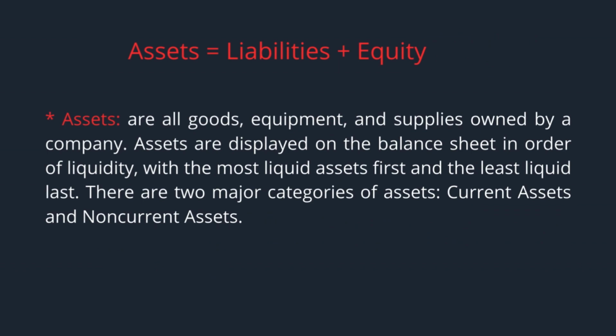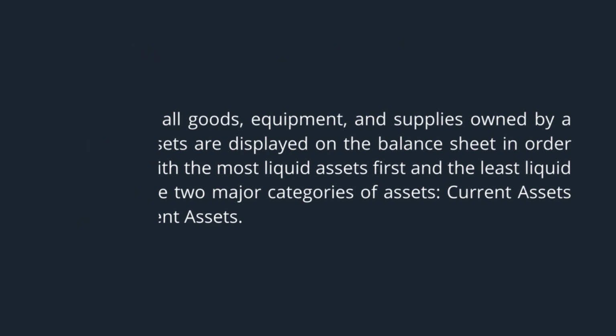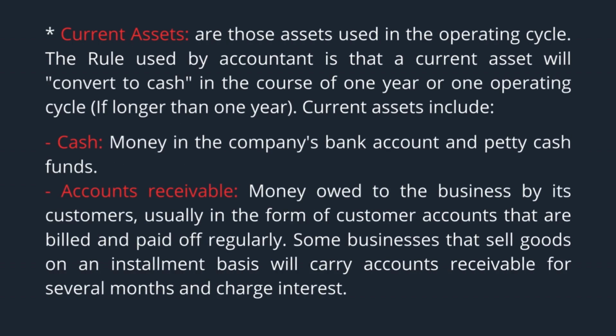Assets are all goods, equipment, and supplies owned by a company. Assets are displayed on the balance sheet in order of liquidity, with the most liquid assets first and the least liquid last. There are two major categories of assets: current assets and non-current assets. Current assets are those assets used in the operating cycle. The rule used by accountants is that a current asset will convert to cash in the course of 1 year or one operating cycle, if longer than 1 year.